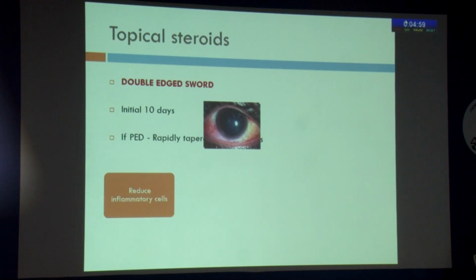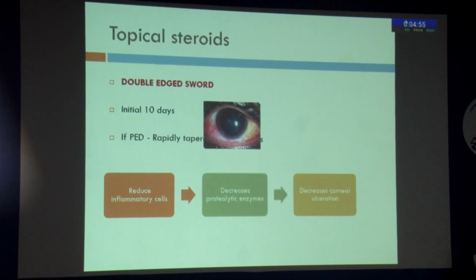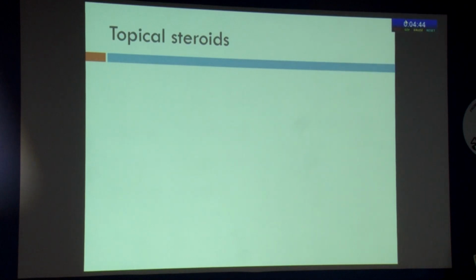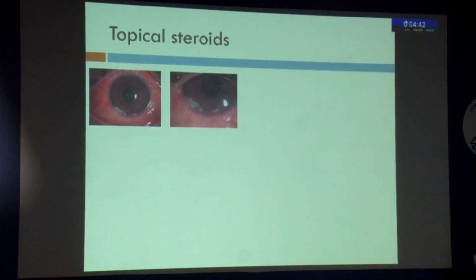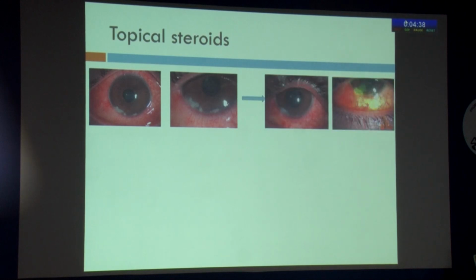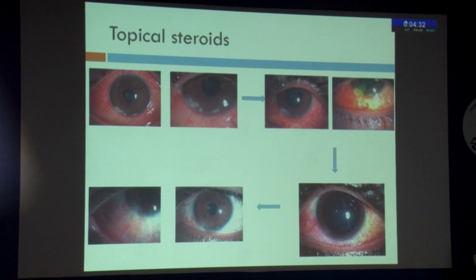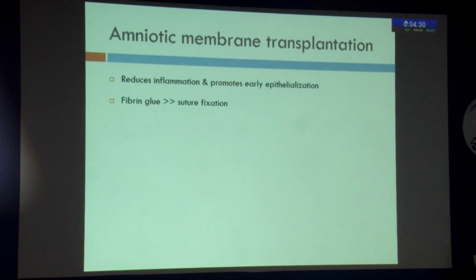Topical steroid is a double-edged sword. While it is essential in the initial 10 days, in later phases, if the epithelial defect is persisting, you need to stop steroid beyond 10 days. Sometimes it can also lead to the development of infections in the background of chemical injury, as was seen in this case, who developed an infective keratitis, and hence steroid had to be stopped, antibiotics had to be stepped up, and steroid was reinitiated only after the infection resolved.